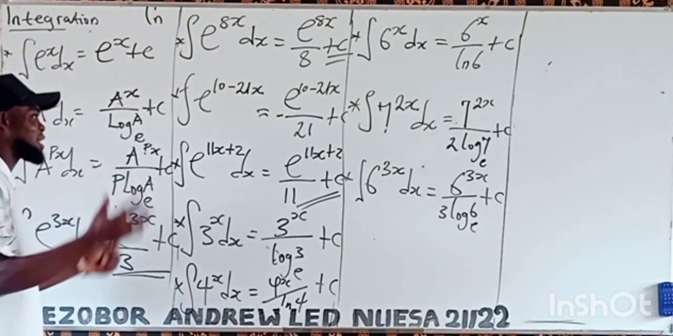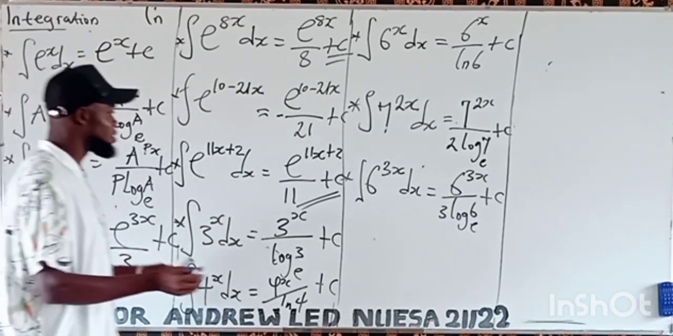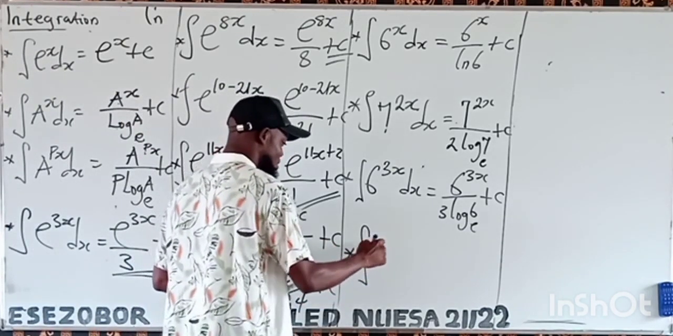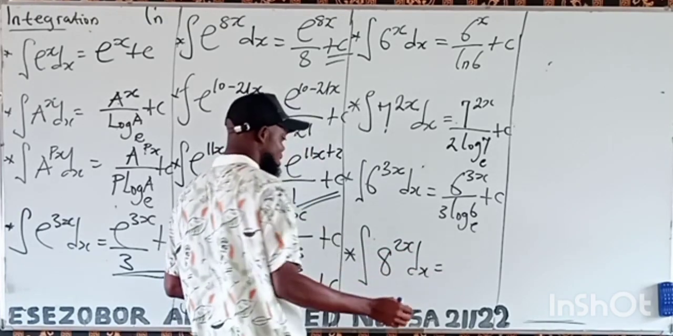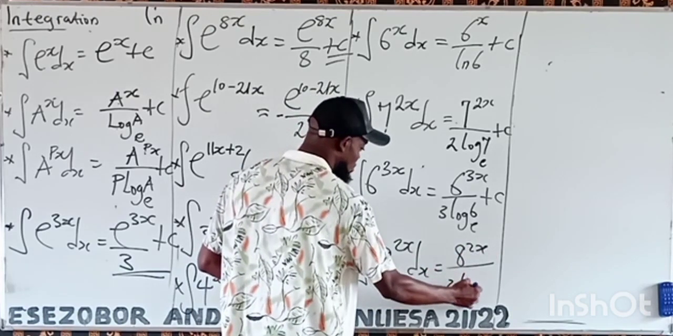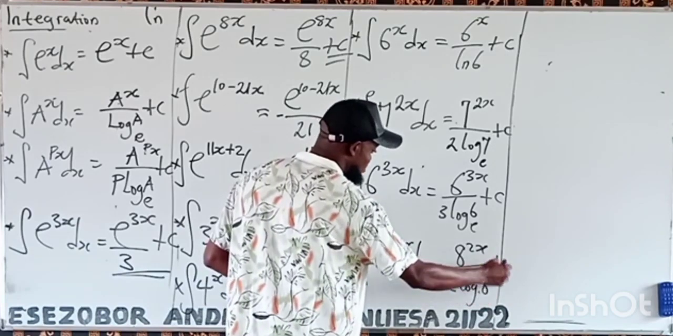You are just writing question, answer. This is how you roll in calculus. If you know you are doing that, this is how you roll. So we're going to have the integral of 8 raised to power 2x dx. What becomes the answer? The answer becomes 8 raised to power 2x over 2 log 8 plus c.